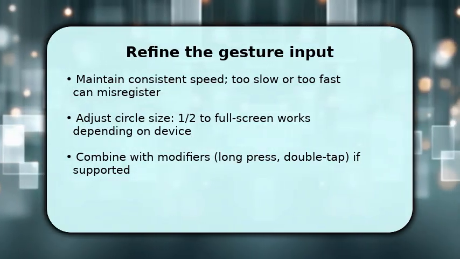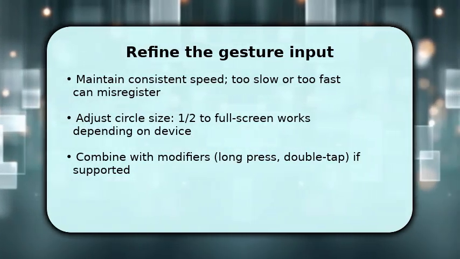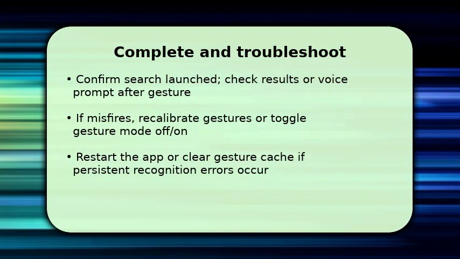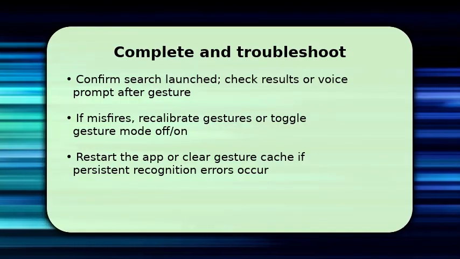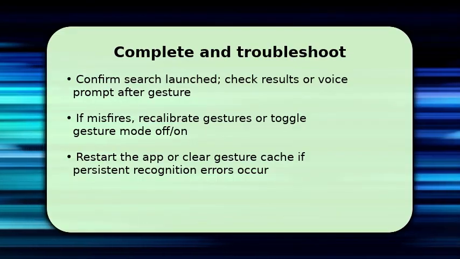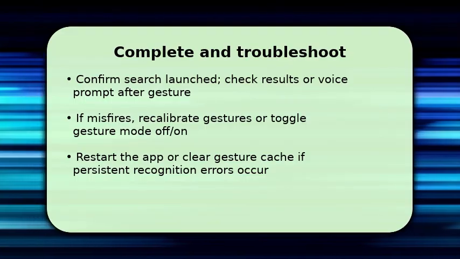You finish by verifying the search interface appears, and that results match your intent. If voice feedback is enabled, listen for confirmation. If the circle doesn't trigger search, recalibrate gesture sensitivity in settings and repeat the motion slowly to retrain detection. Make sure no screen protector or case impedes touch. If problems persist, toggle gesture mode off and on, restart the app, or clear its gesture cache. These steps reset recognition models and usually resolve lingering misclassification.